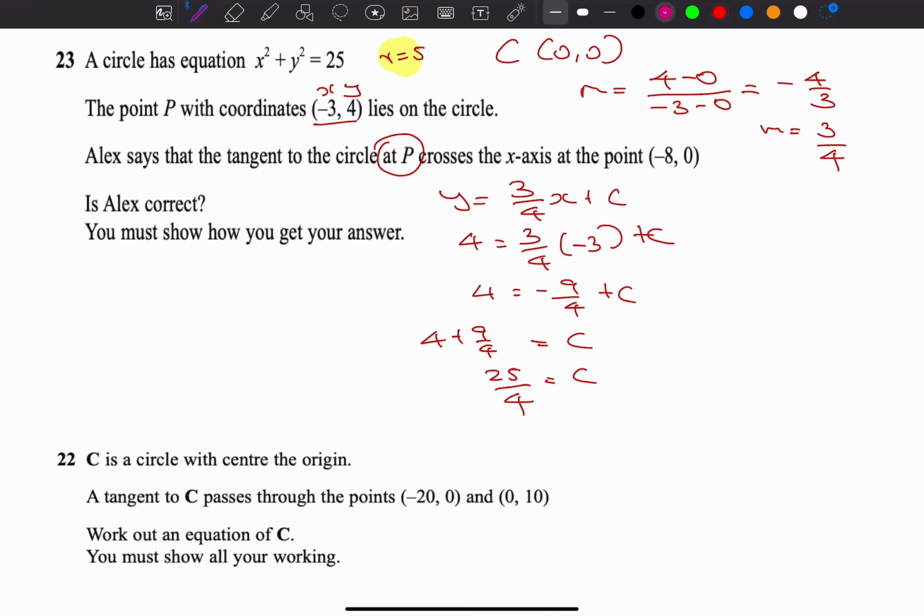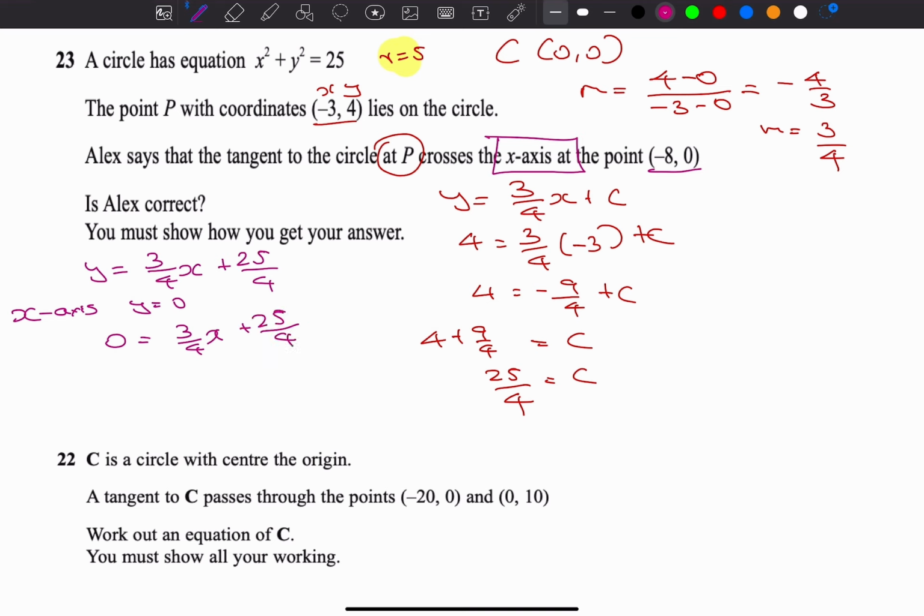And what is the equation? Y equals 3 over 4x plus 25 over 4. And you want to know where it crosses the x-axis. We don't know. When something crosses the x-axis, the y value is 0. So 0 equals 3 over 4x plus 25 over 4, times everything by 4.